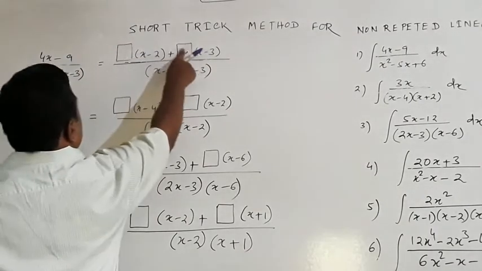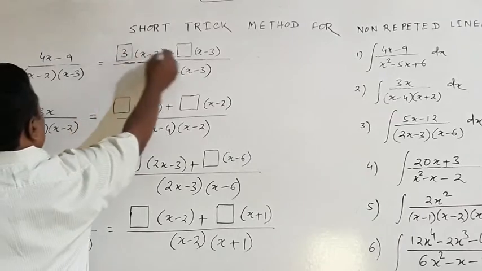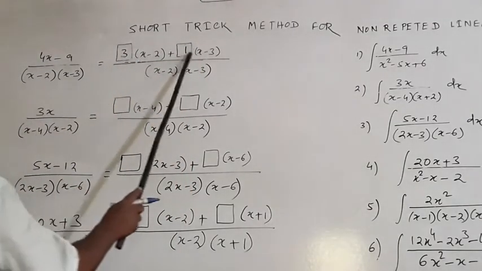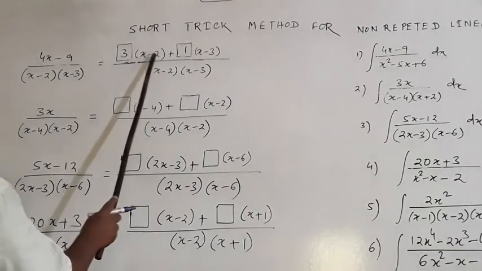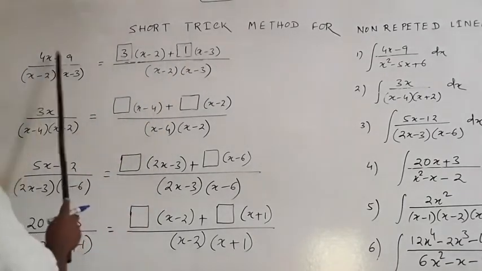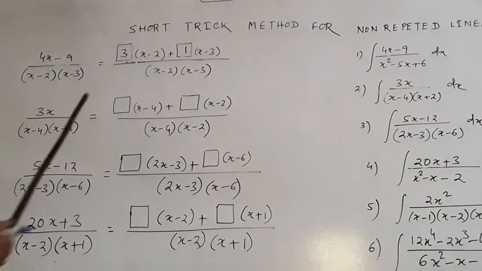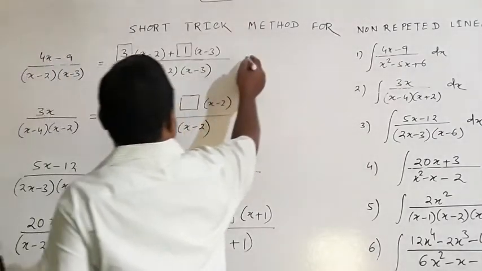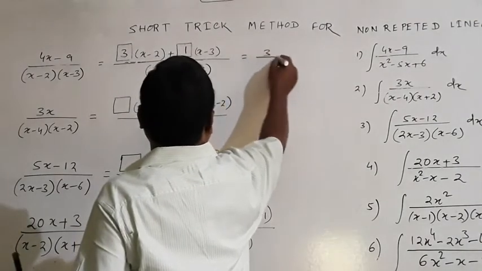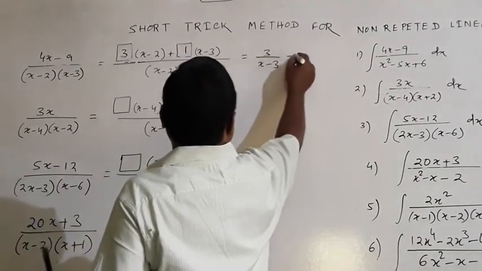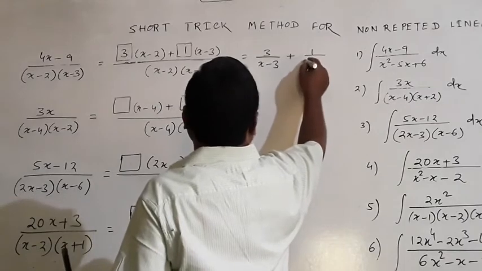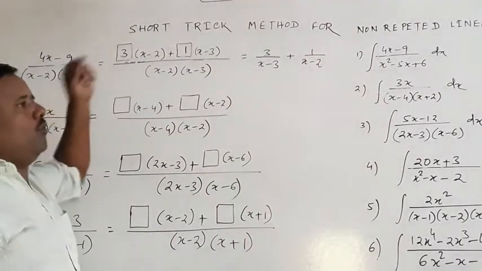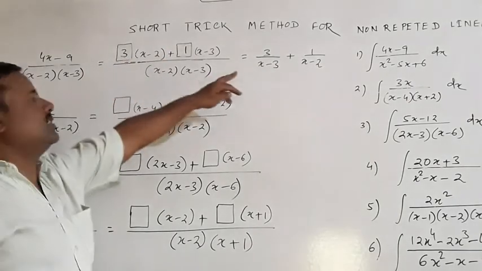Now you have to put 3, 1. Look here, what is this? This is 3x plus x, it is 4x, minus 6 minus 3. It is what? Minus 9. Then you have to divide this. If you divide first, it becomes 3 by (x minus 3) plus 1 by (x minus 2). So just thinking for a minute, you can solve this.